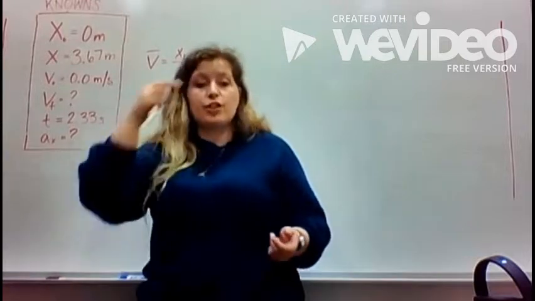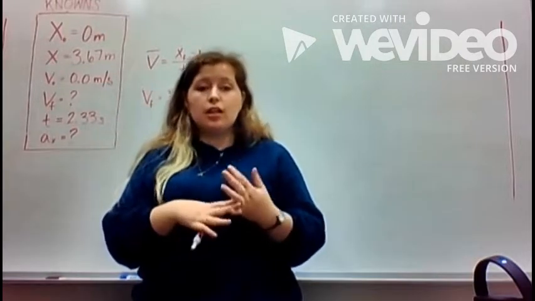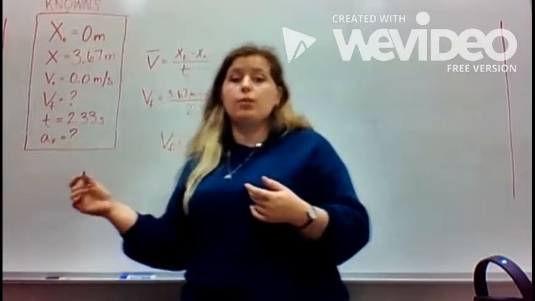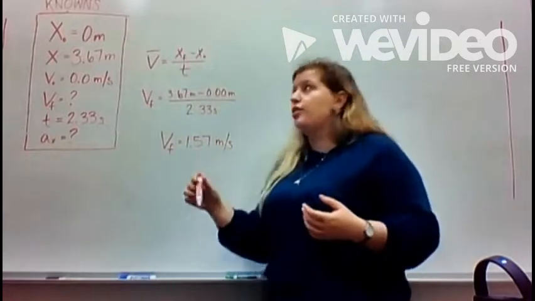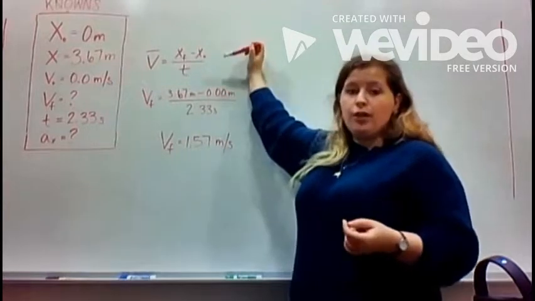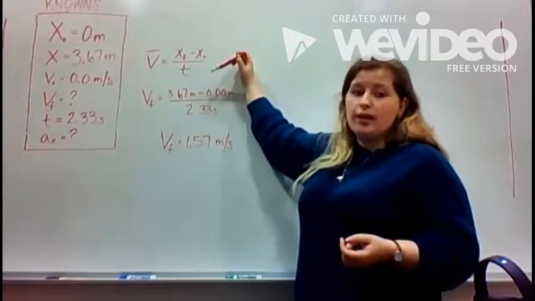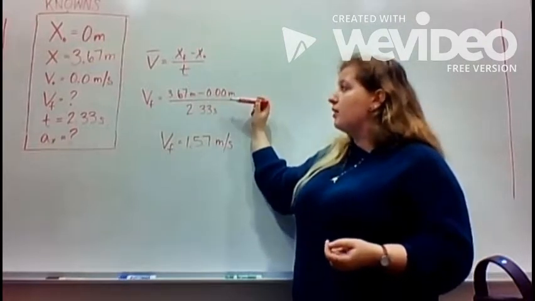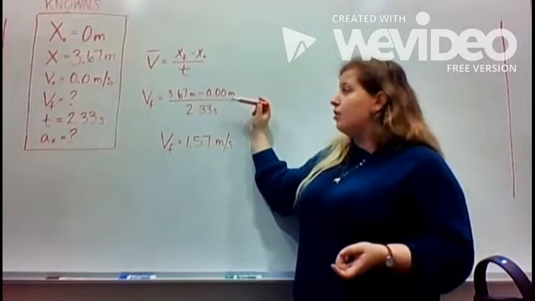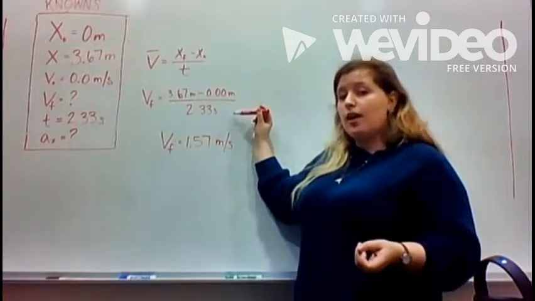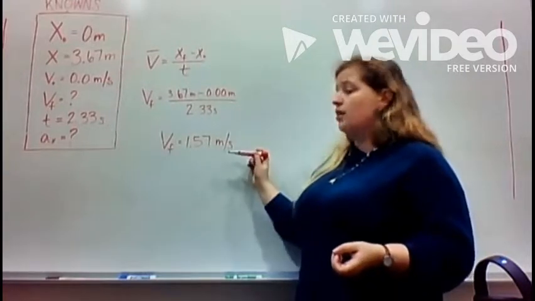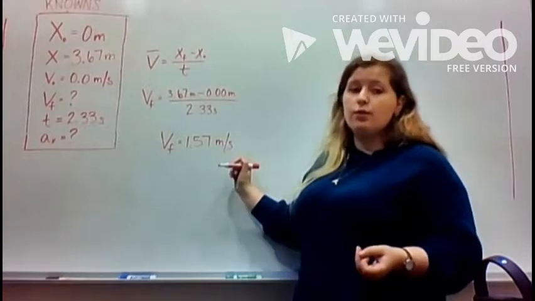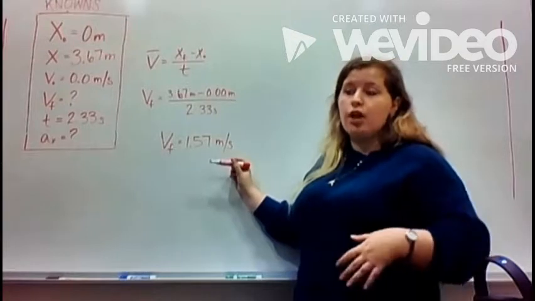So using all that information, we can use the average velocity equation to find out what his final velocity would be. The average velocity equation is the change in x, or x final minus x initial, divided by the change in time. So we can just go ahead and plug in our values. We've got 3.67 meters minus 0 meters divided by 2.33 seconds, and that gives us a final velocity of 1.57 meters per second. Now, this is important because then we can use this information to find other things.